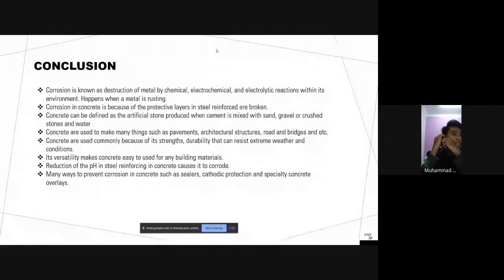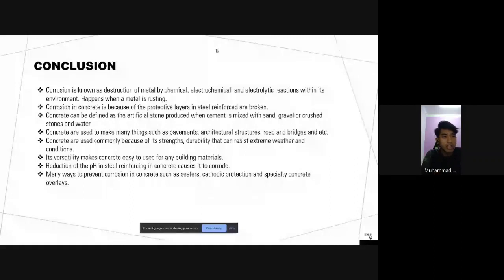Concrete can be defined as the artificial stone produced when cement is mixed with sand, gravel, or crushed stone and water. Concrete is used to make many things such as pavement, architectural structures, roads and bridges, and so on. Concrete is used commonly because of its strength and durability that can resist extreme weather and conditions. Its versatility makes concrete easy to use for any building materials.